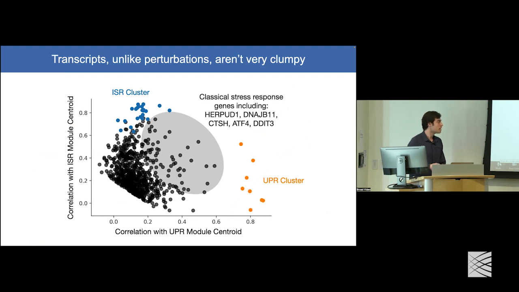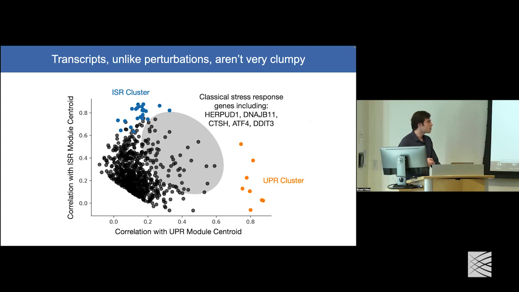Here I'm showing the correlation of each transcript in the experiment with the centroid of the UPR module and the centroid of the ISR module. And they're colored by whether the clustering algorithm, which in this case is HDBSCAN, defines these genes as really being in these modules. You can see that there are absolutely genes that are very much UPR genes, and there are genes that are very much ISR genes.